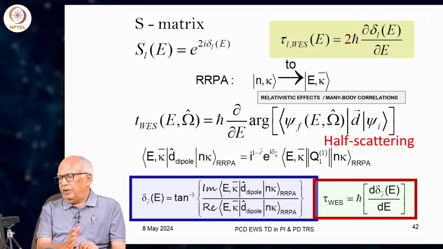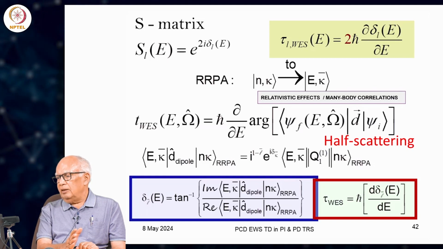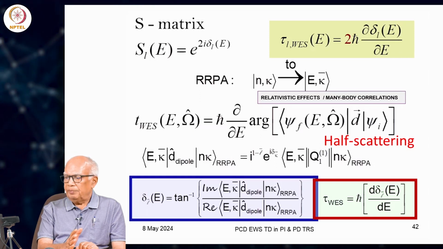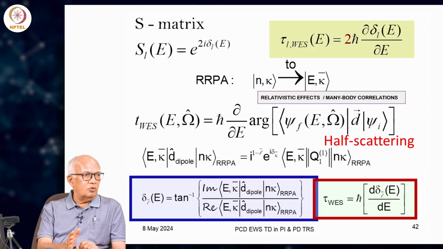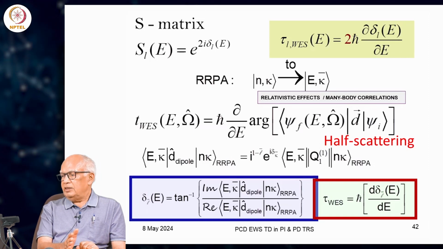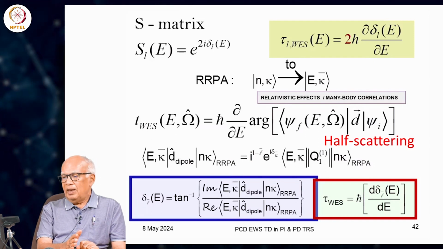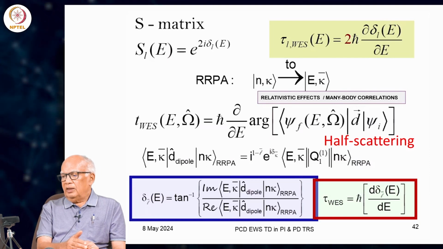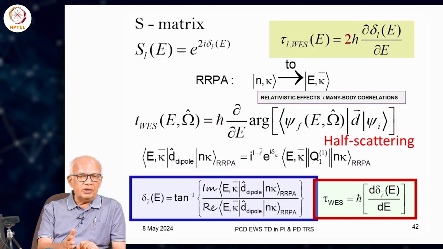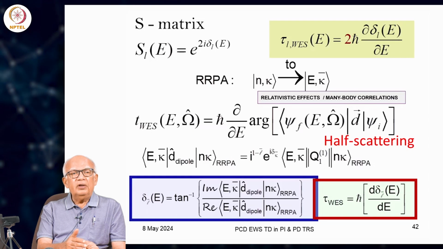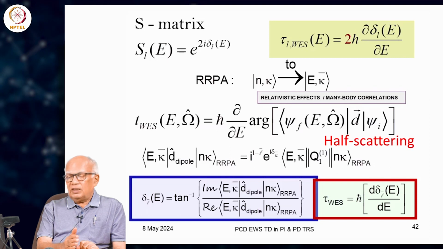Nonetheless, the upshot is this, that the Wigner time delay is given by the expression in the lower right box of the slide. It is h cross times, not twice h cross times, because it is only half scattering. It is h cross times the energy derivative of the phase of this matrix element, and the phase is coming from the inverse tangent of the ratio of the imaginary part to the real part of the complex matrix element, which is obtained using the relativistic random phase approximation. So, this is the method.